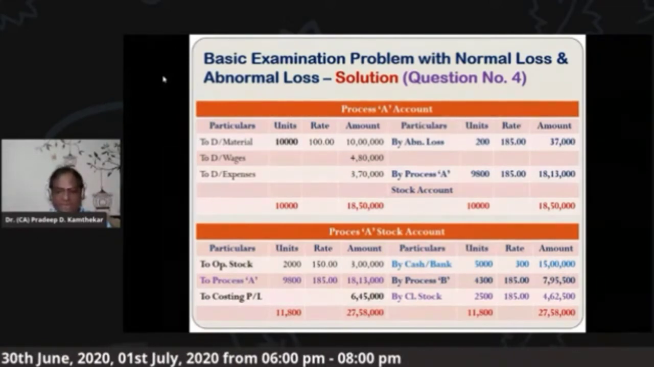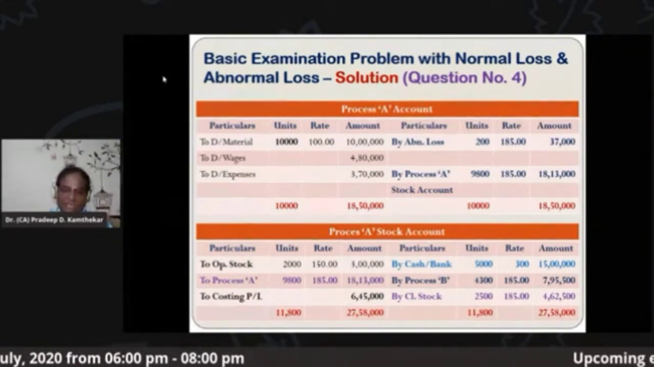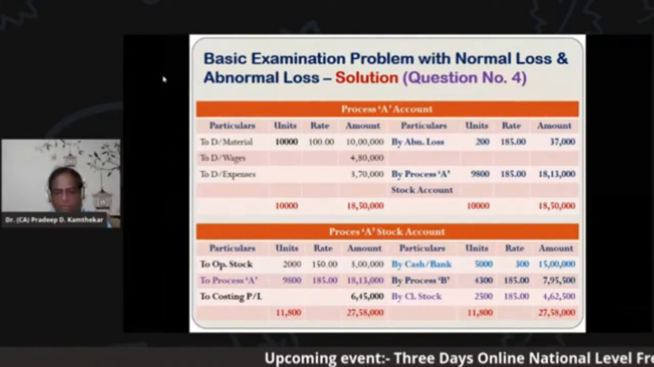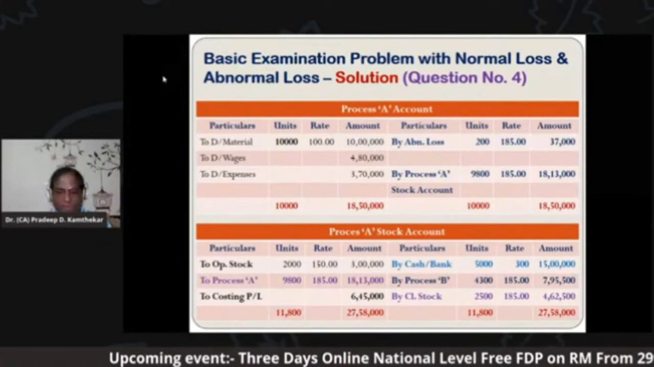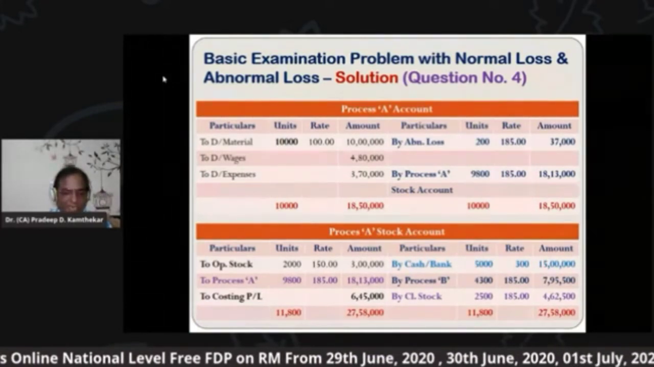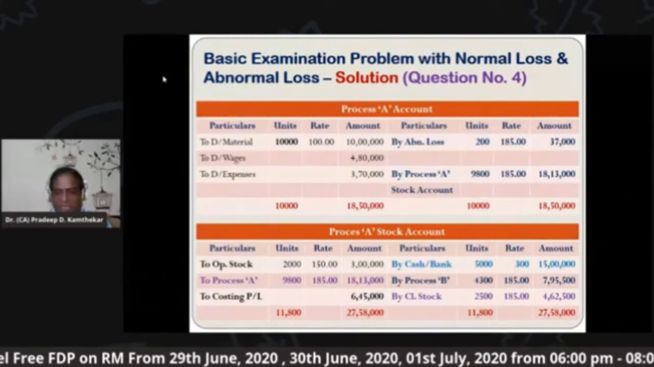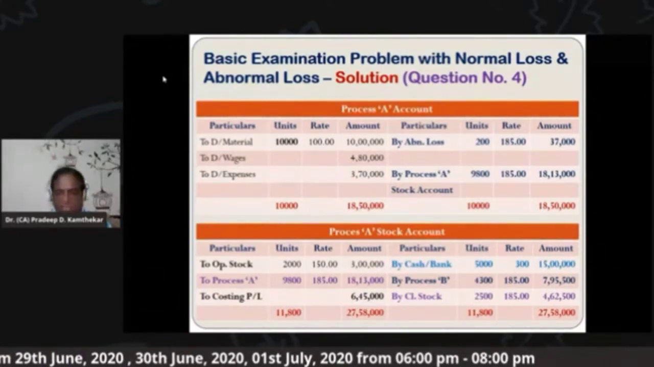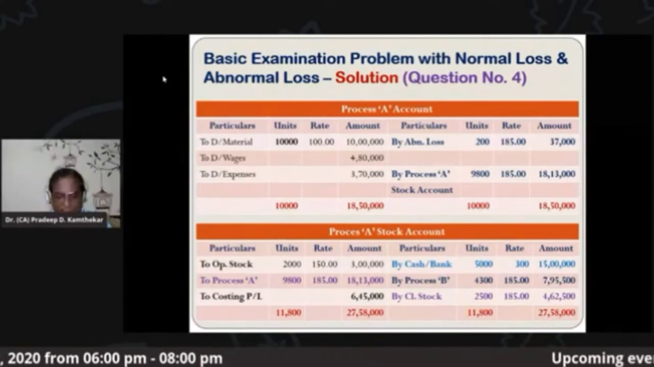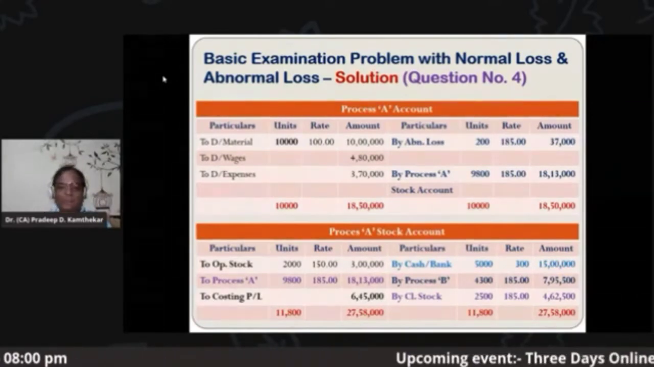So that is by cash/bank. Then closing stock of 2,500 is given. It will always be at CPU, so 185. That is the closing stock amount. And the difference: if you see in the units, debit side total 11,800, credit side 11,800 after the transfer. You get a difference of 4,300, and that is the transfer from this process A stock account to process B.